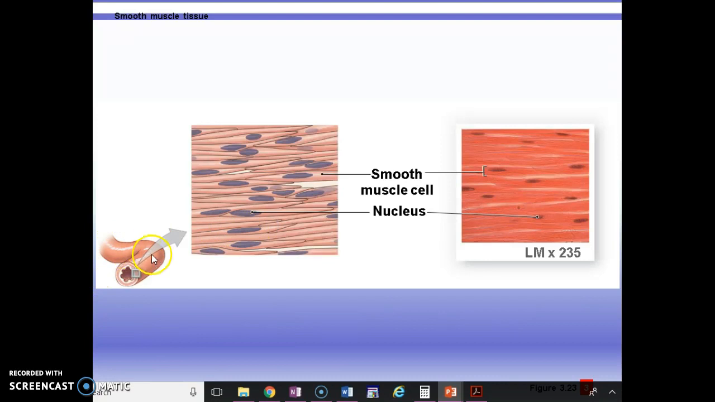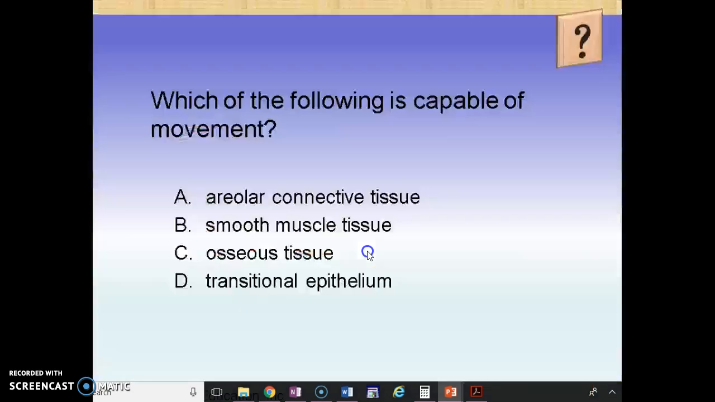So here you can see a section of the small intestine, and it is surrounded by smooth muscle that can control the diameter of that small intestine. These cells are uninucleated, that is one nucleus per cell, and they're spindle-shaped.